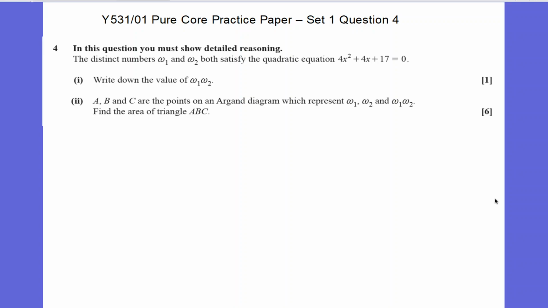But what you're really expected to do here is to spot that this is to do with the roots of polynomial equations, and omega 1 times omega 2 is just the product of the two roots, and therefore that is c over a. a is 4, b is 4, c is 17, so c over a is 17 over 4. Job done. But now we've got to draw the Argand diagram with omega 1 and omega 2 on.